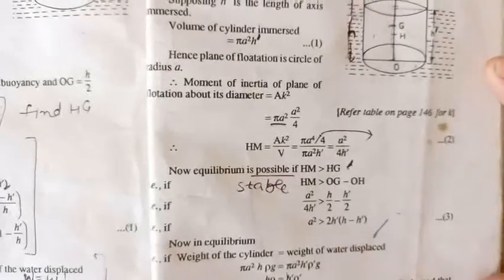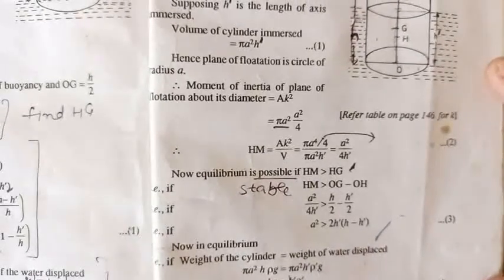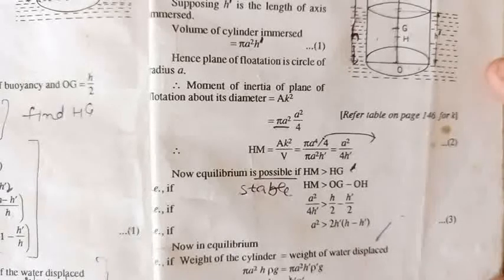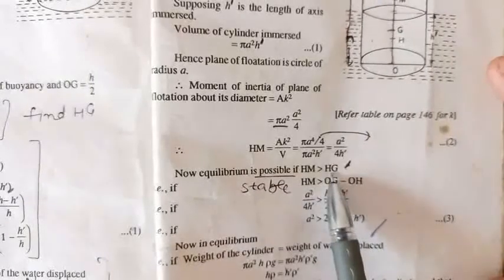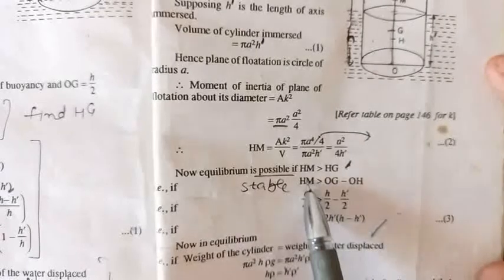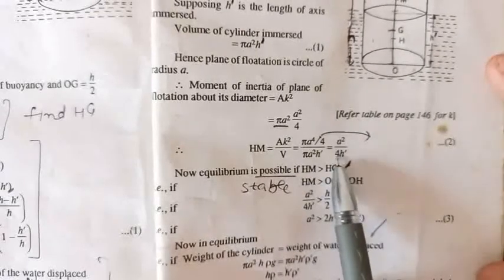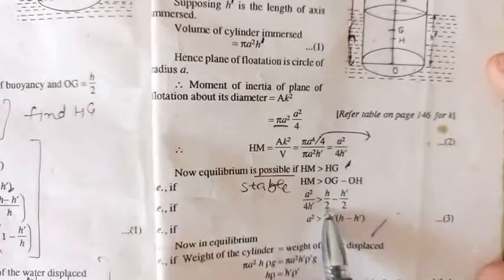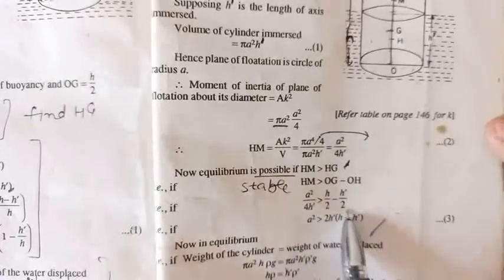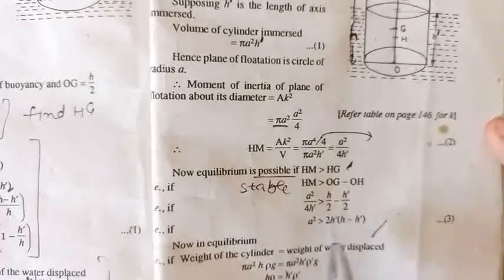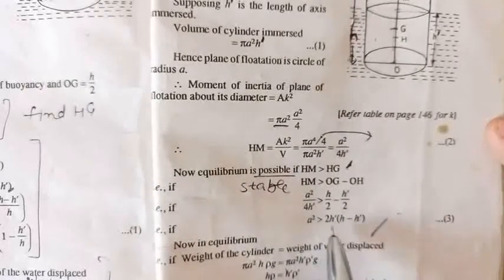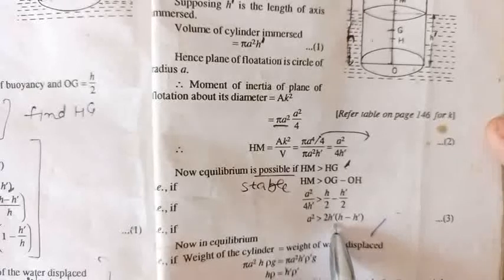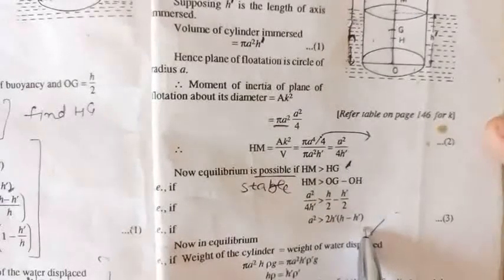Now let us apply the condition of stability for the equilibrium. Equilibrium is stable if the metacenter lies above the center of gravity. It means HM is greater than HG. HM we have obtained as A square upon 4h dash, and HG is h by 2 minus h dash by 2. So from here we get A square is greater than 2h dash into (h minus h dash).